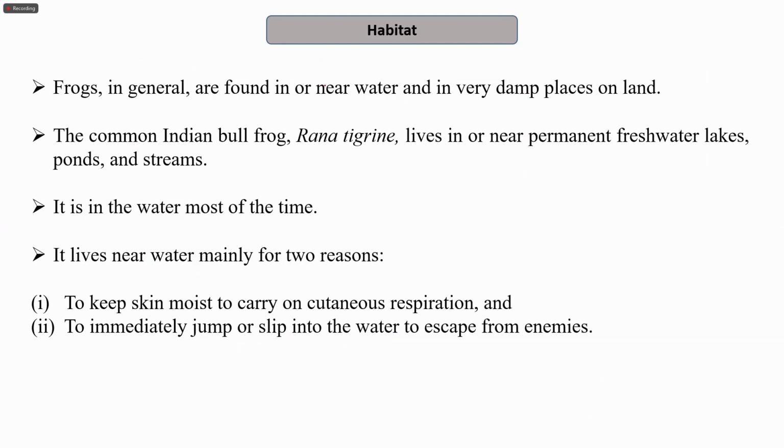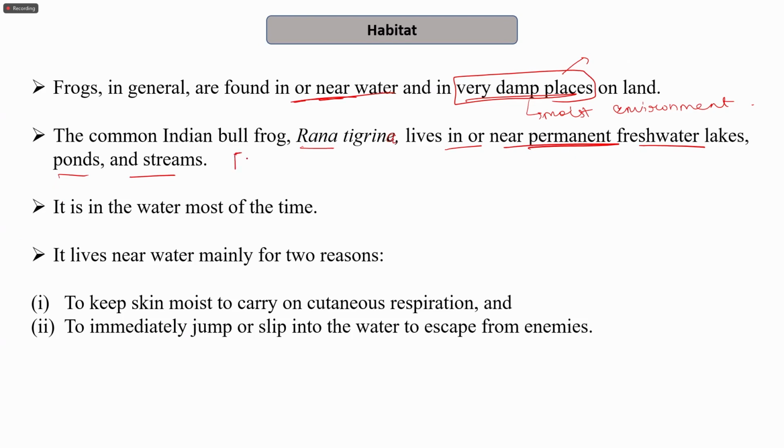Usually frogs in general are found in or near water and in very damp places. They are usually found in a moist environment, moist places, damp environment. The common Indian bullfrog, also known as Rana tigrina, lives in or near permanent freshwater lakes, ponds, and streams. So it usually lives near water bodies, usually freshwater bodies.